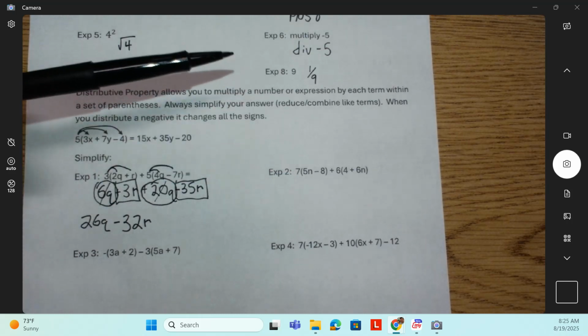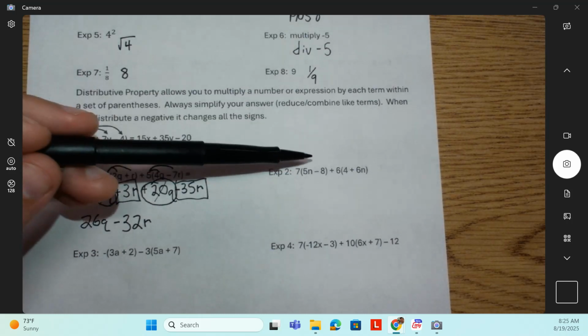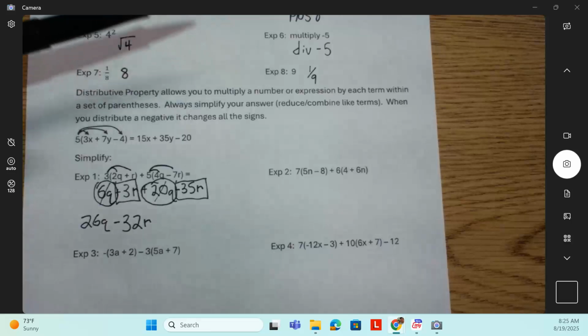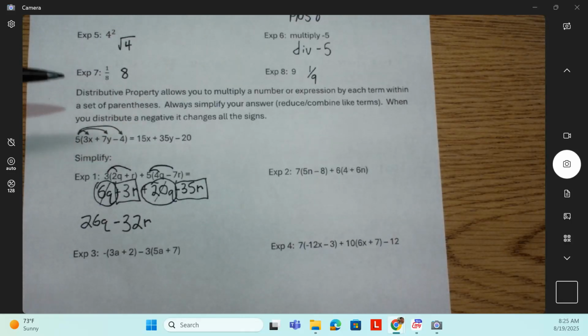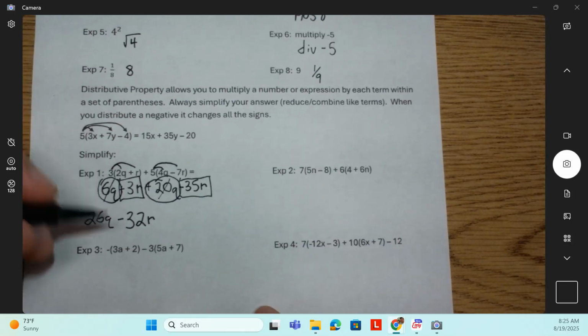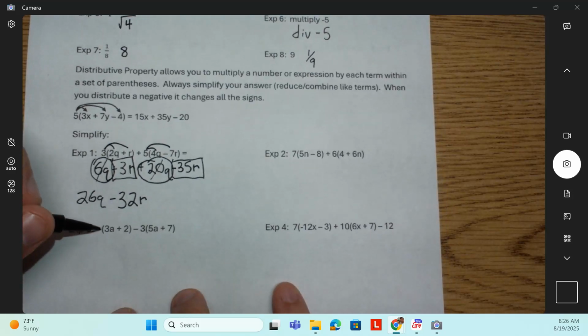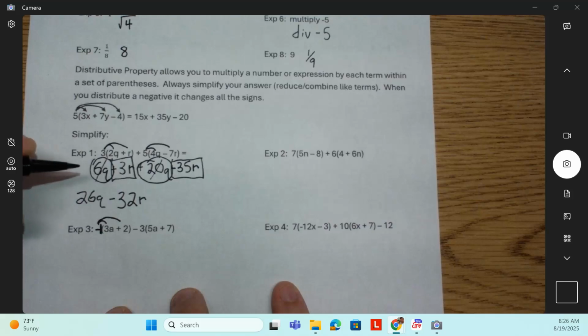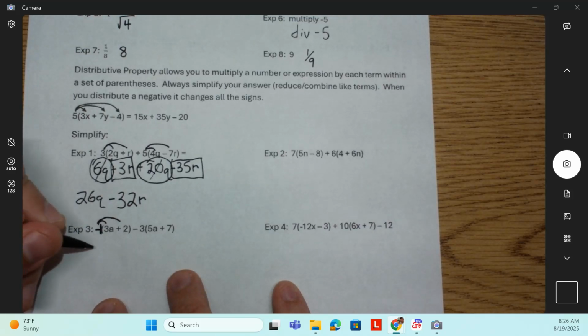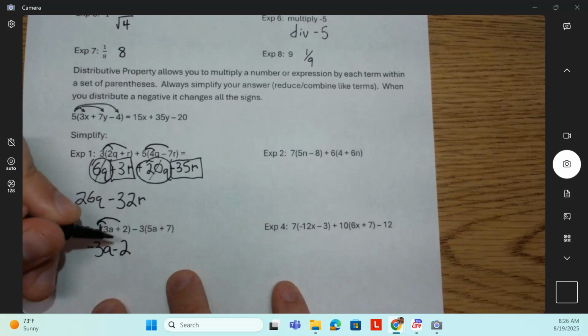Example 2 goes through the same thing, just with some numbers and some letters there. But I will look at example 3 just because it has this negative here. All that means is that whatever is inside the parentheses is going to turn negative. The way I've talked about it before is that I'll turn that into a negative 1, and then I can distribute that negative 1. So from that, I get negative 3a minus 2.